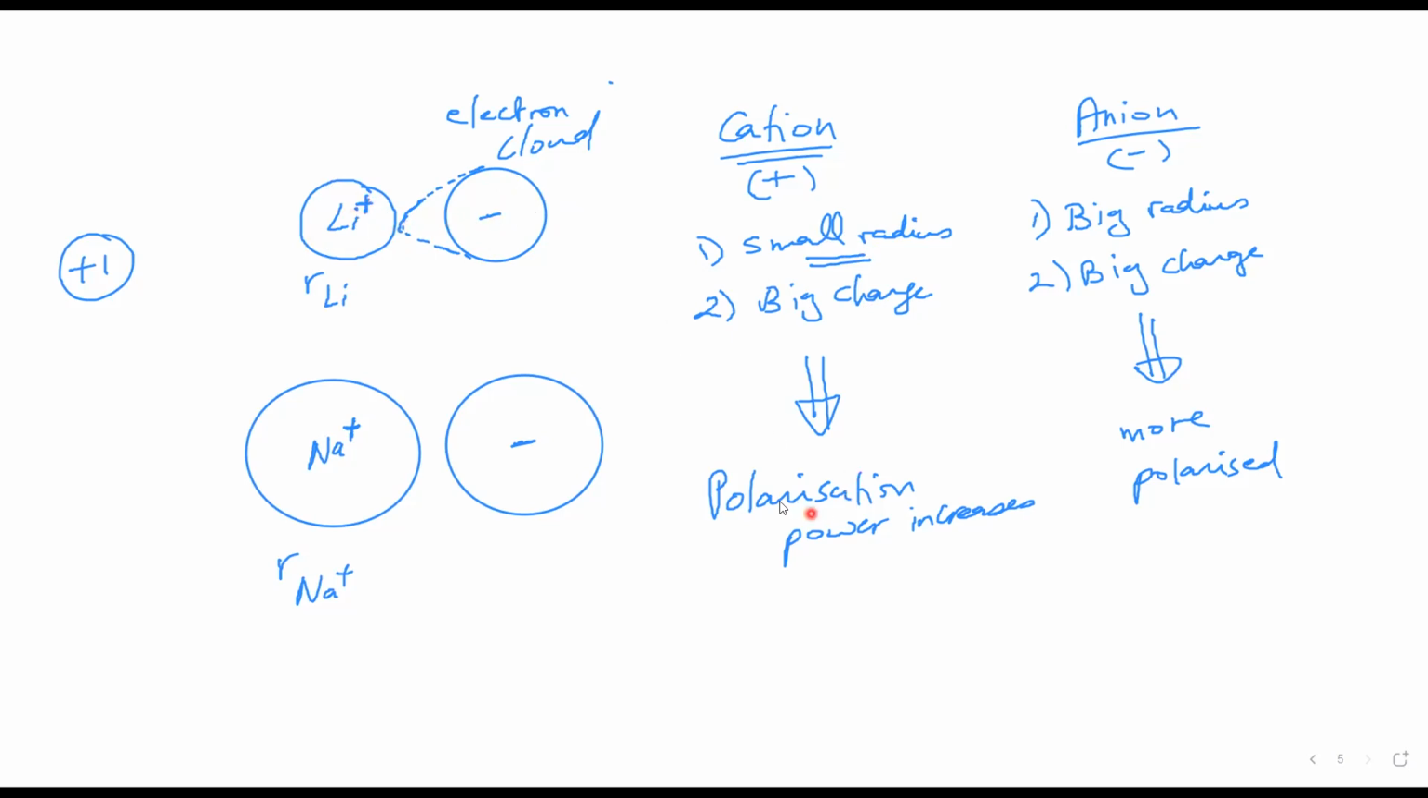The lithium ion has a bigger polarization power than the sodium ion. Polarization power means the ability to pull the electrons of the negative ion nearer to itself. And if the negative ion has a bigger radius, it will be easier to polarize. The bigger the radius, the more it will be polarized. Do you understand what polarization power is and what polarizability of negative ions is?